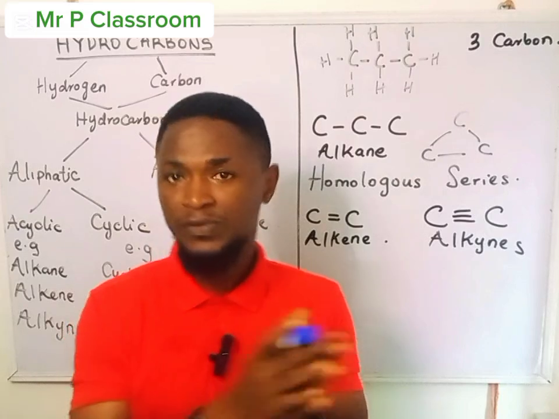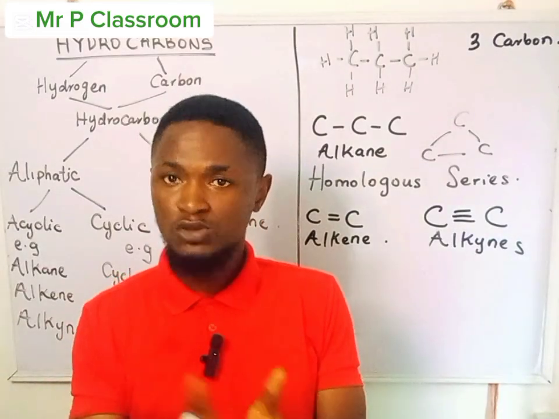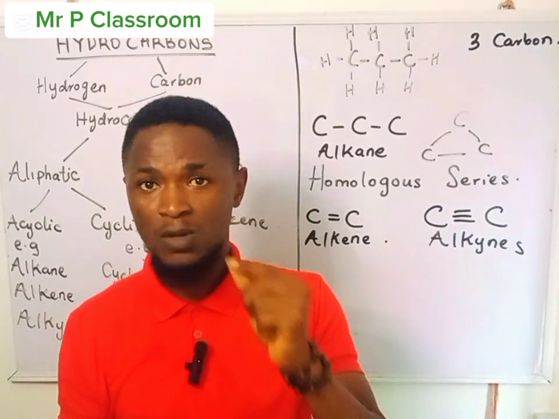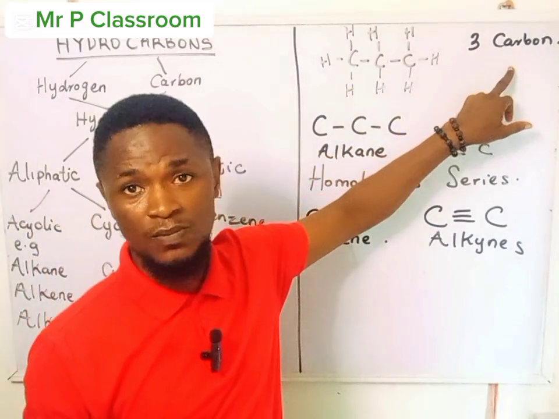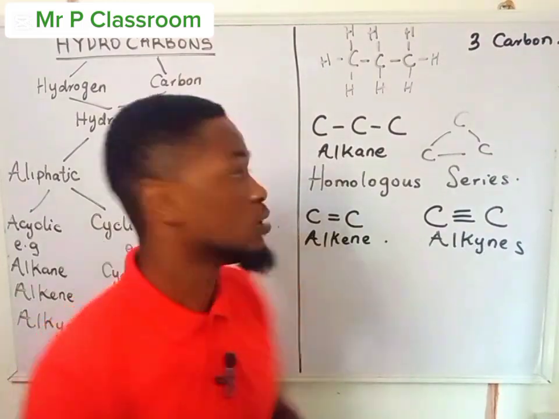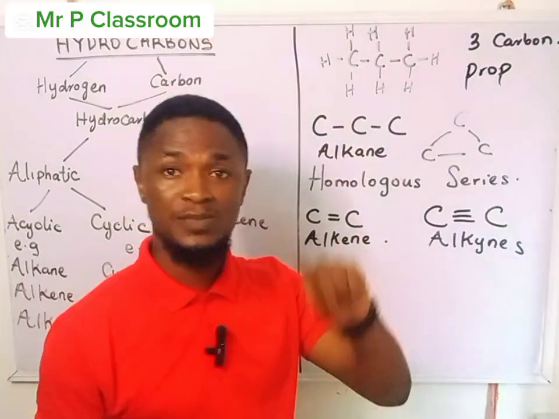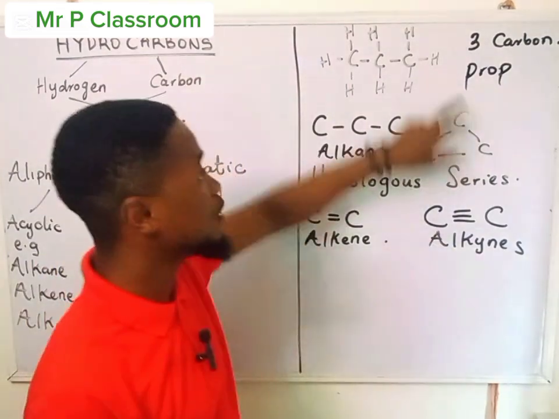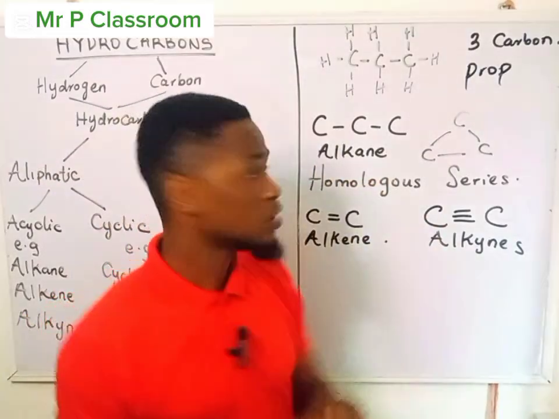How about to know the prefix? Prefix is the word that comes before the suffix. How do you know the prefix? I told you it is by what? Counting the number of carbons in the chain. Like this one now that has 3 carbons, anyone that has 3 carbons, the prefix is always prop. So because the prefix is prop, it has 3 carbons in the chain and it belongs to the alkane family because of single bond.